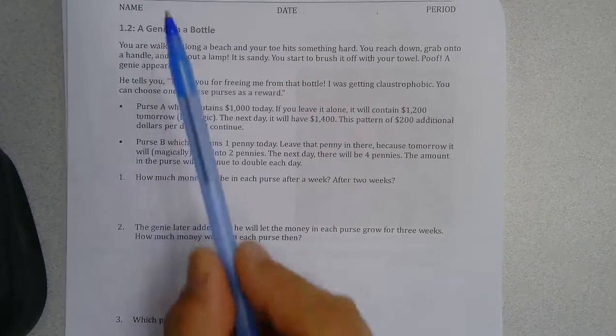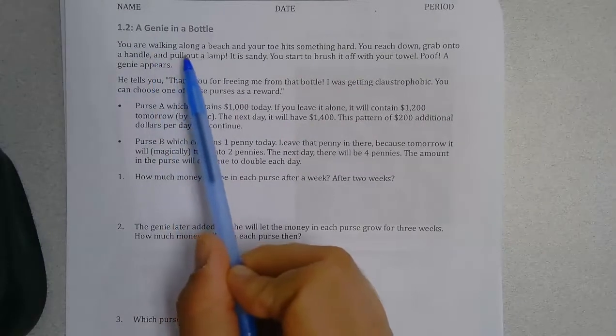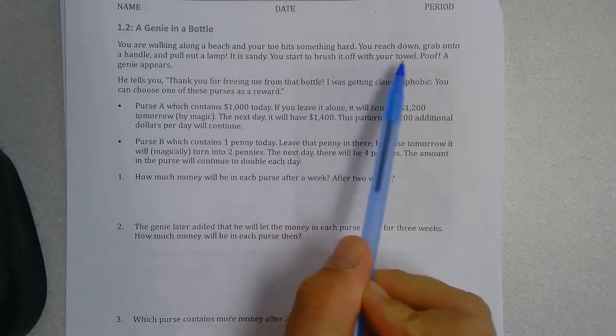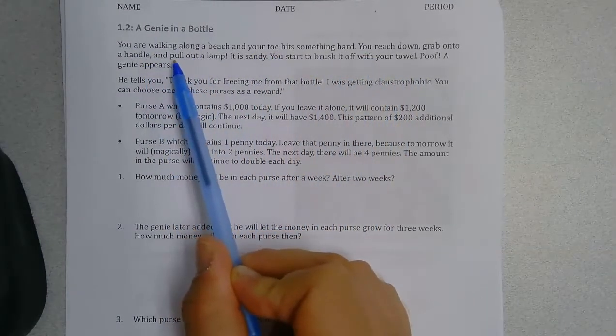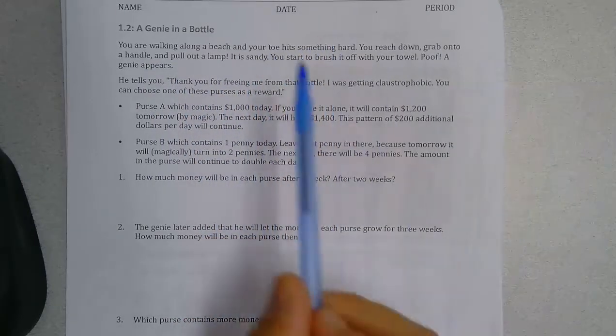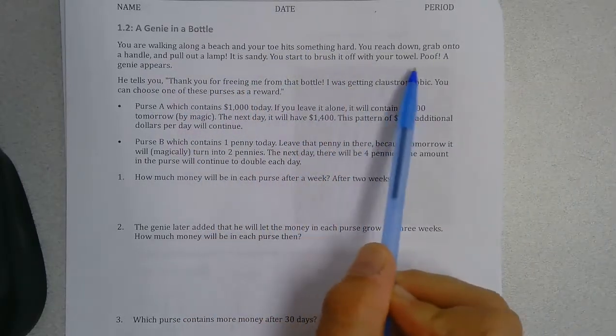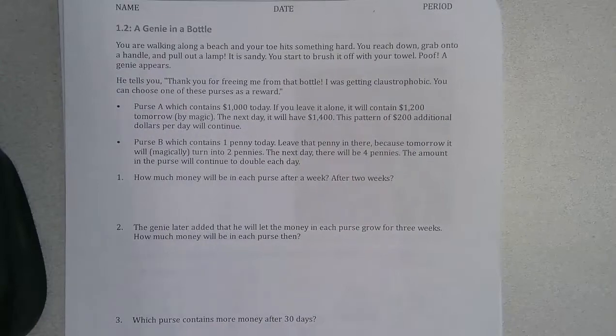Our second task is called Genie and a Bottle. So you're walking along a beach and your toe hits something hard. You reach down and grab a handle and pull out a lamp, and boom, it's sandy. You start to brush it off with your towel, and poof, a genie appears.